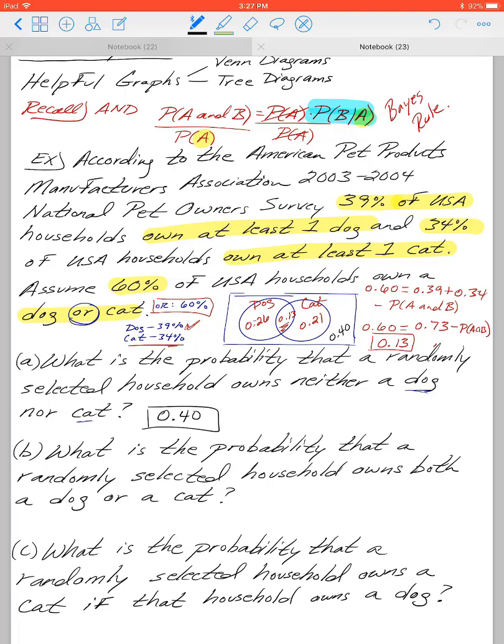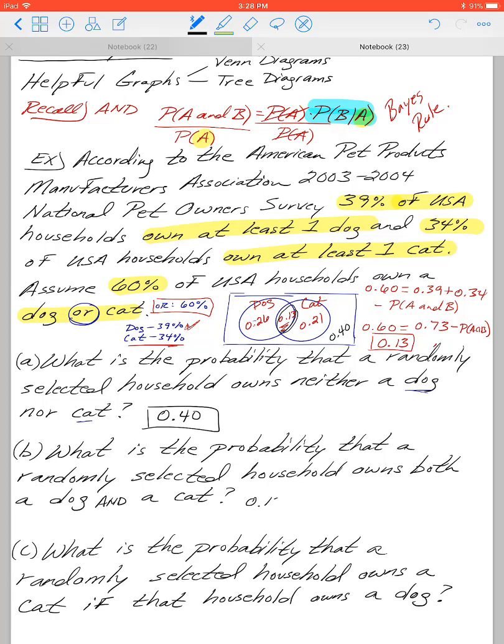Part B. What is the probability that a randomly selected household owns both a dog and a cat? Okay, this is a bit easier, right? Because here we are saying, let me make sure I wrote that correctly. Oh, yeah, it's supposed to be "and." I thought that was kind of weird to say both and then use this word. Please correct that to "and." Owns both a cat and a dog. Well, that's the intersection that we just solved for. That's our 13%.